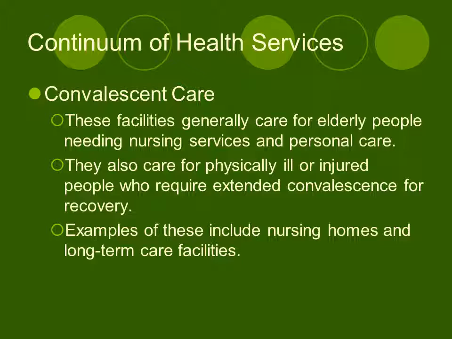So just to give you a general overview, as Chapter 11 is designed to do, I listed in the slides some other places that are examples of continuum of health services. And again, keep in mind, we're talking about primary, secondary, tertiary services. One of the first types is convalescent care. Convalescent care is basically care that is given to take care of elderly individuals based on the needs that they have.